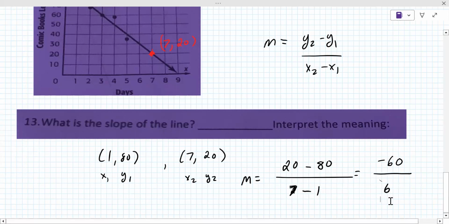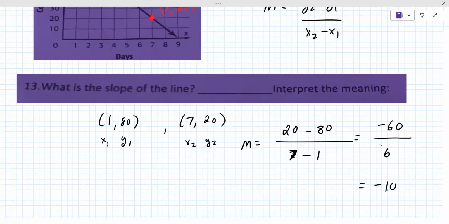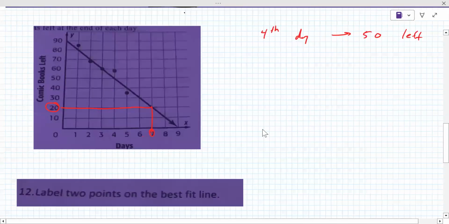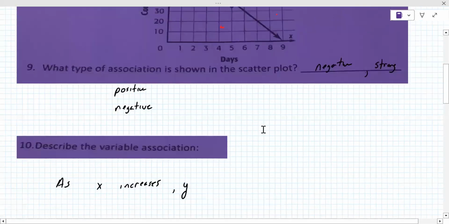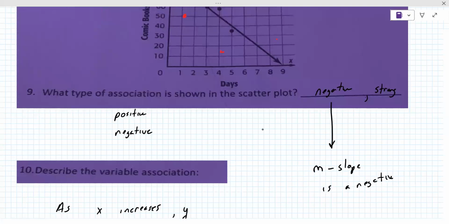You can divide those. Okay. What does negative 60 over 6 become? We're just dividing into 10. Negative 10. That negative is really important. And you already told me it's a negative association. So that negative association all the way up here tells you about the slope. It tells you the slope is negative. The association and the slope go the same direction. Okay.